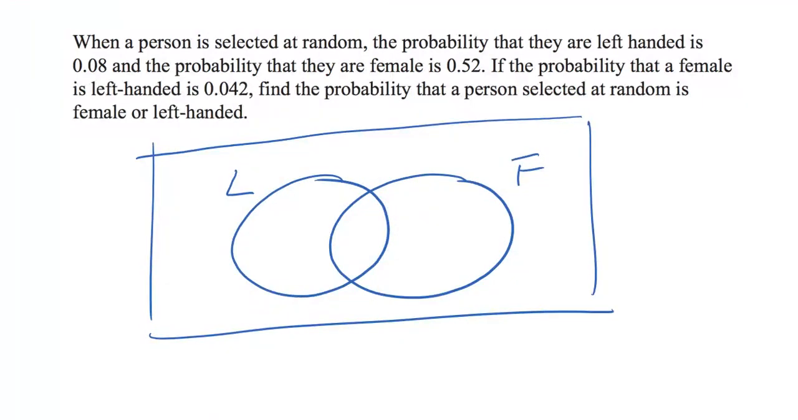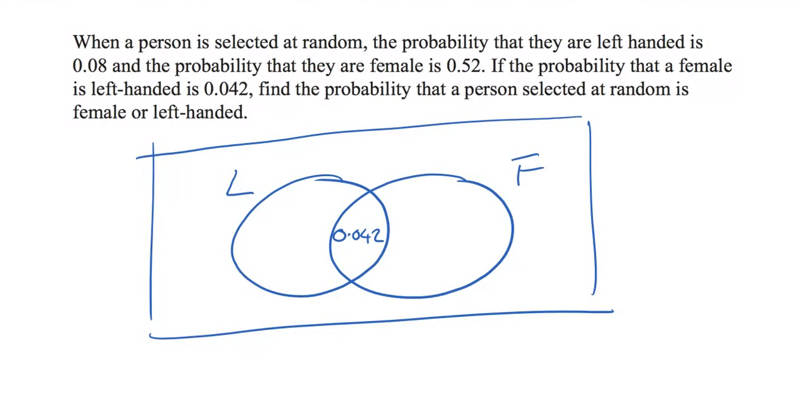If the probability that a female is left-handed is 0.042, find the probability that a person selected at random is female or left-handed. So this is a really tough question. If the probability that a female is left-handed is 0.042, so that means that our intersection here is 0.042. Okay, it's kind of like the both things combined, right?